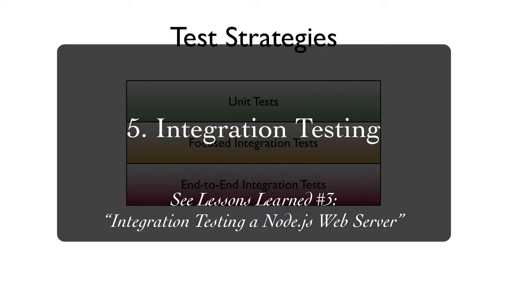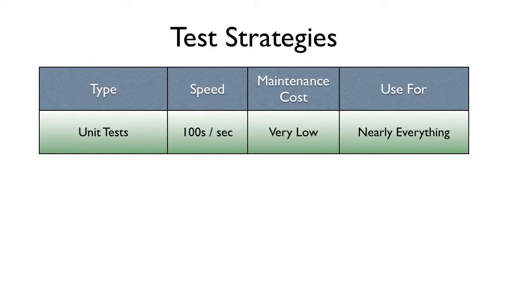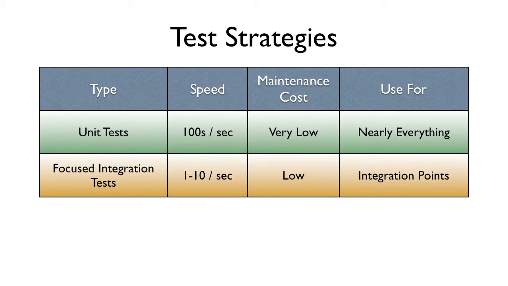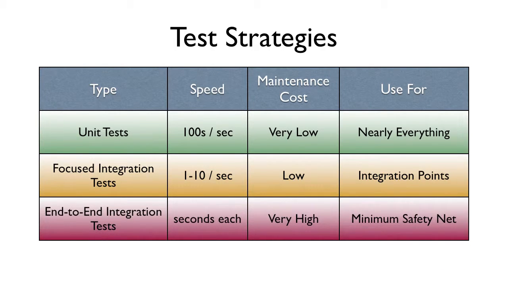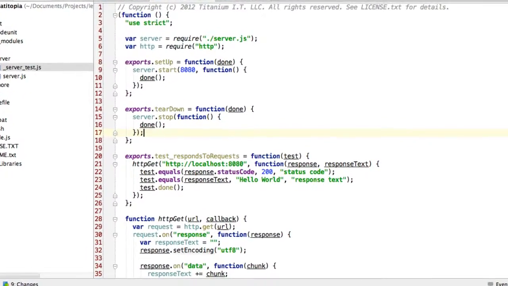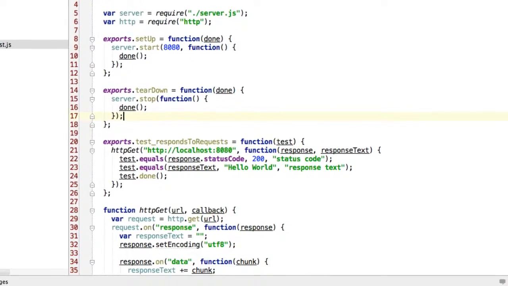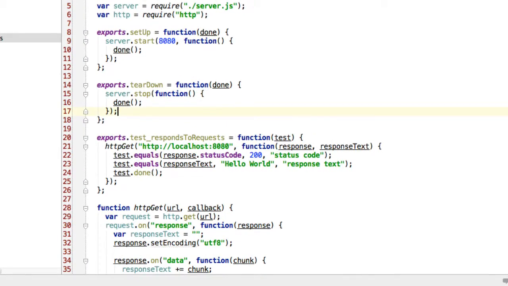People often think of test-driven development as a unit testing technique, but it's actually used for more than that. In practice, you will write a lot of unit tests that test the logic of your system. But you also need to write focused integration tests to check the places where your code communicates outside your process. And you'll need a handful of end-to-end integration tests to make sure everything fits together as it should. Lessons learned number 3 includes a simple integration test and Node.js server, so we'll borrow that code as an example to include in our Automatopia repository.